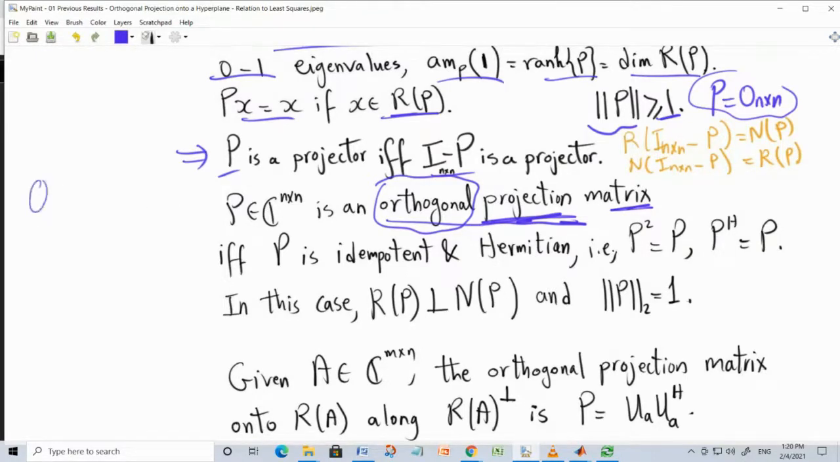Q is orthogonal if Q Hermitian Q is the identity. This is for the real case, so Q transpose Q is identity, which means the inverse is equal to Q transpose. That's an orthogonal matrix. But here I'm not saying that the matrix is orthogonal. I'm saying it's an orthogonal projection matrix.